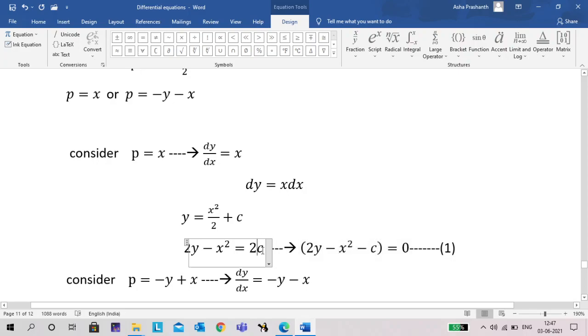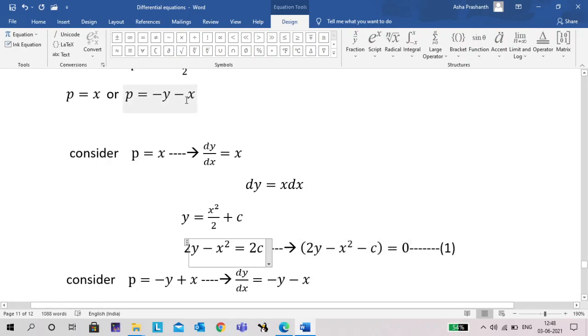Whatever you get in terms of c, you will take only c in the end. Suppose you get 10c also, you have to take c. Means constant, whatever it may be, you can take it as c only. So this is the solution for the first factor.